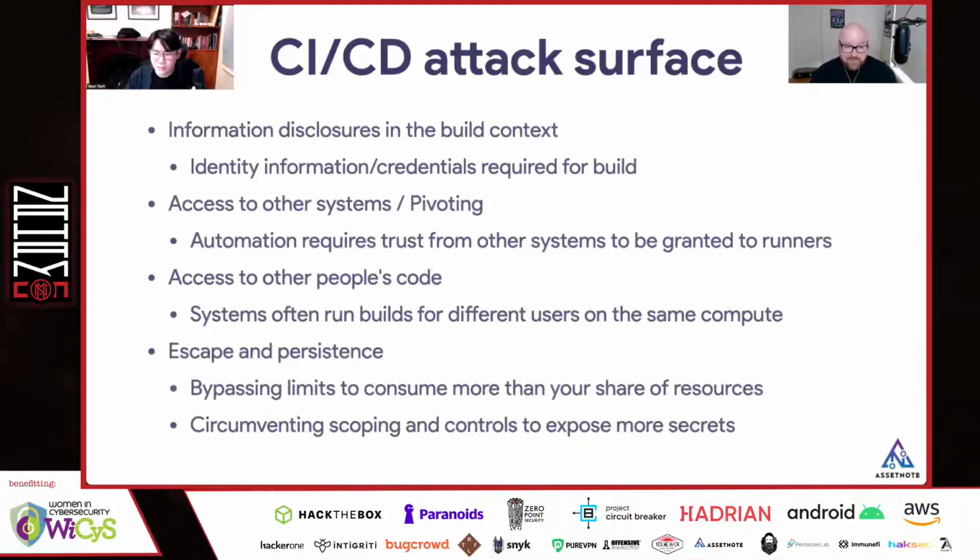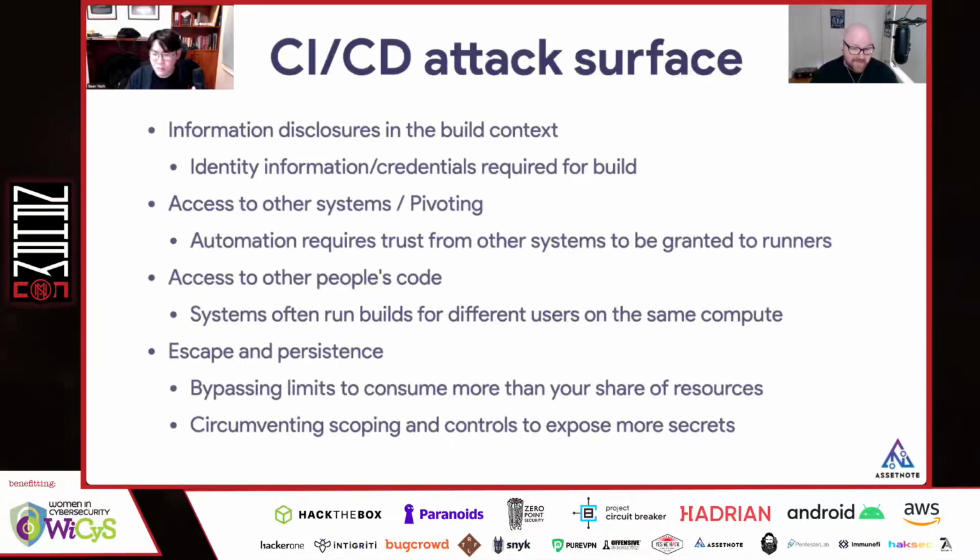You also need access to other systems. Automation basically requires access to other systems in order to be able to automate things. So CI/CD jobs often have broader access, sometimes inside of the build context, sometimes outside of the build context. So pivoting from the build runner to another system can be a valid strategy for getting loot.